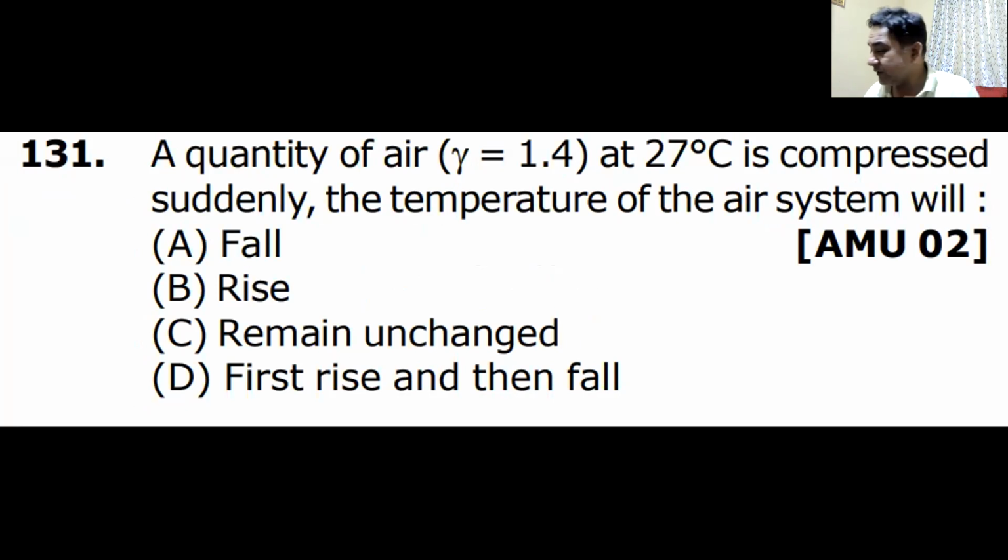Same question put in a different way. A quantity of air whose gamma is 1.4 at 27 degrees Celsius is compressed suddenly. What will happen to the temperature of the gas? Rise, fall, remain unchanged, first rise then fall?